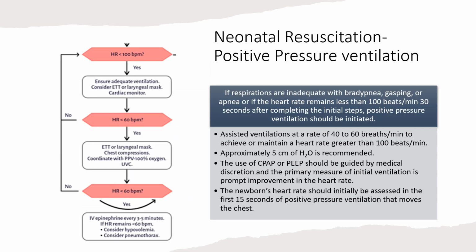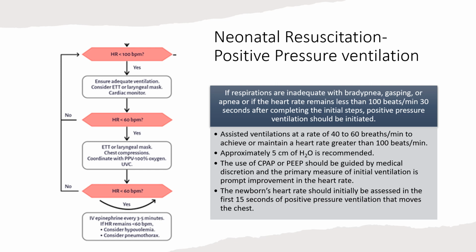So, reviewing positive pressure ventilations. If respirations are inadequate with bradypnea, gasping, or apnea, or if the heart rate remains less than 100 thirty seconds after completing the initial steps, positive pressure ventilation should be initiated. Assisted ventilation is 40 to 60 breaths per minute to achieve and maintain a heart rate greater than 100 beats per minute. Approximately 5 centimeters of H2O of PEEP is recommended. Use of CPAP or PEEP should be guided by medical direction. Whatever they say we have. PEEP works fantastic for these kiddos.